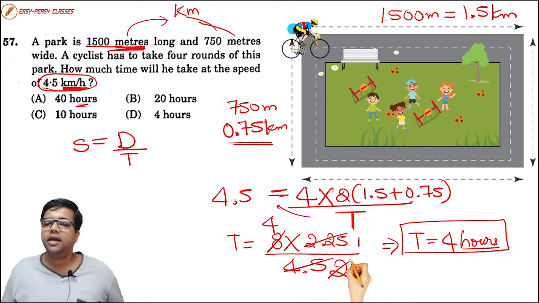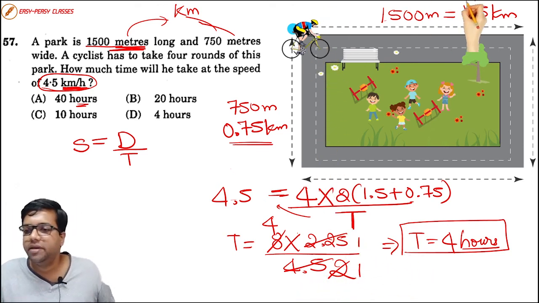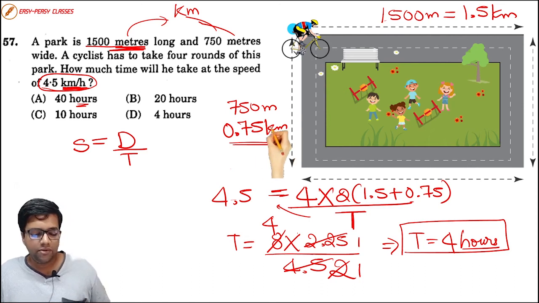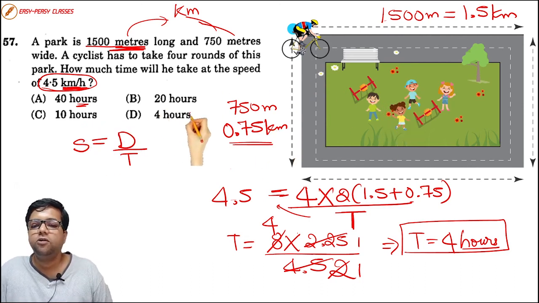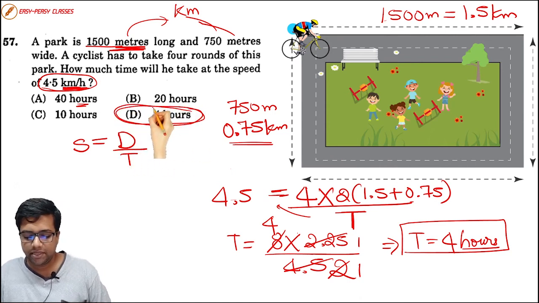4 hours is the time taken by the cyclist to make 4 rounds around the park at a speed of 4.5 km per hour. 4 hours is option number D. Option number D is the right answer.